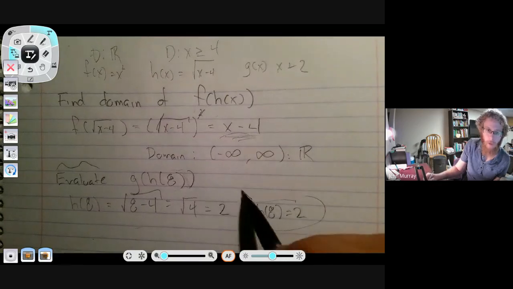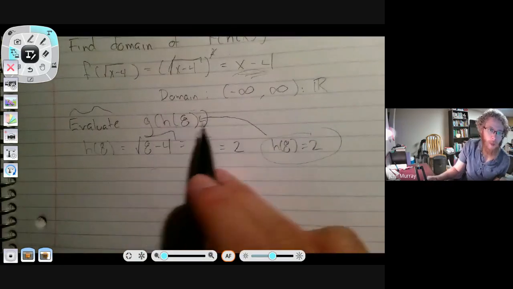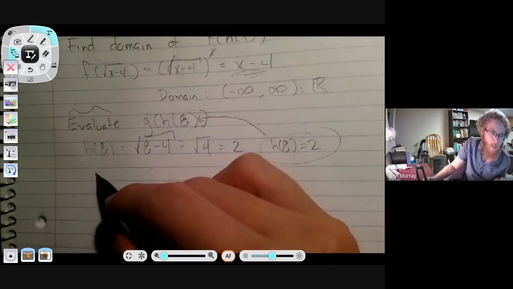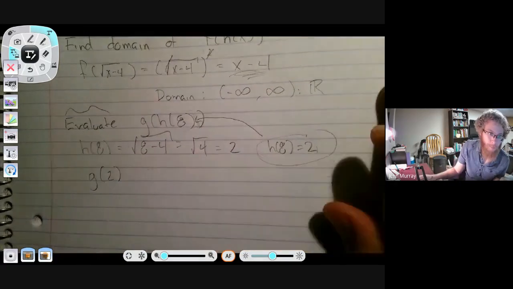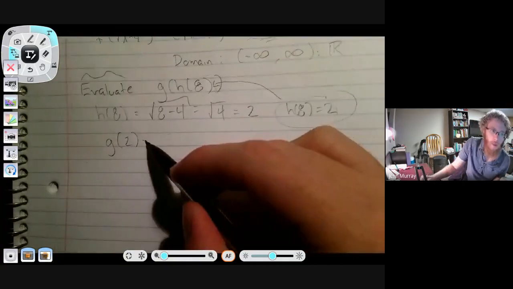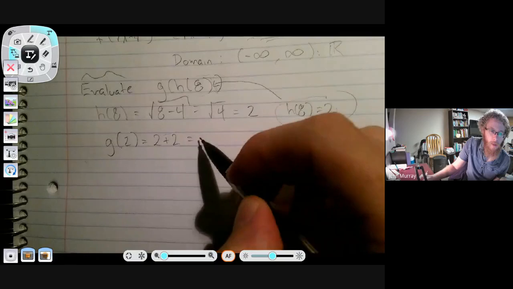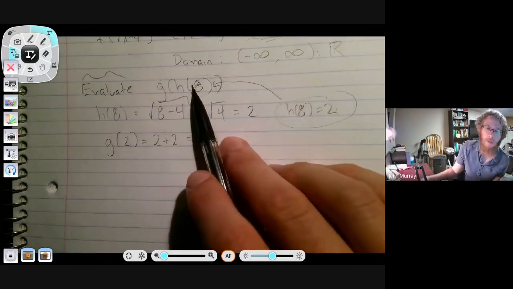This is what I'm going to substitute in for h of 8 now. So I'm going to rewrite my function notation as g of 2. Okay, go up to g. G of x is x plus 2. So that's going to be 2 plus 2, which gets us 4. Okay, yeah, I don't think there's really another way you can go about this. I mean, you can plug this in.